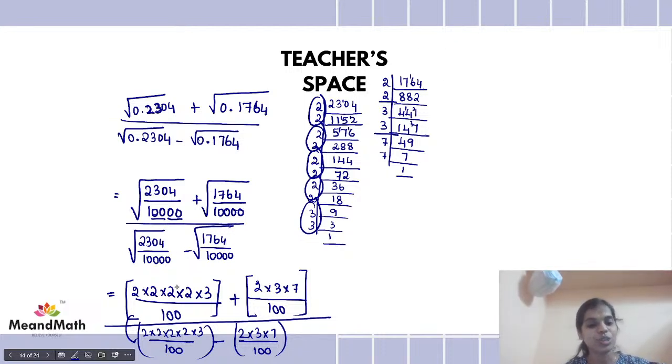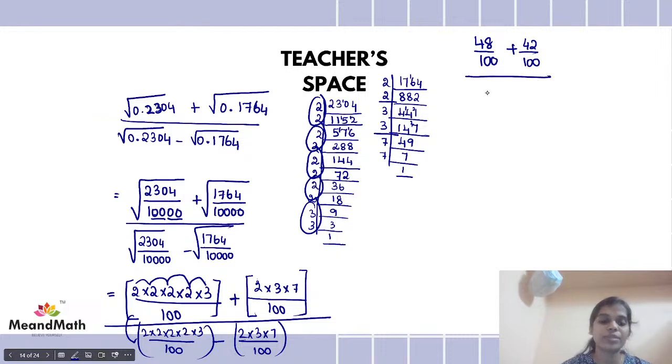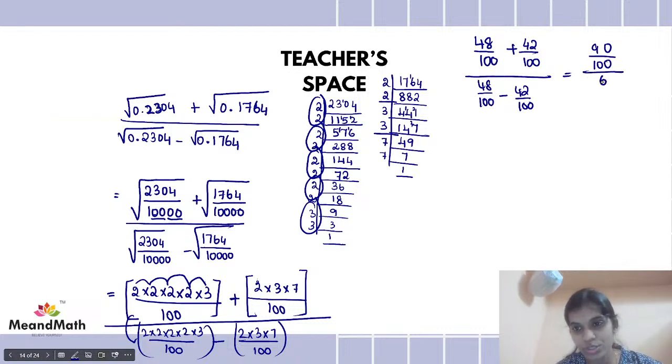Okay. So, 2 2's 4, 2's 8, 2's 16, 16 3's 48. 48 by 100 plus 7 3's 21 into 2, 42. 42 by 100, divided by the same 48 by 100 minus 42 by 100. 8 plus 2, 10. 90 divided by 100, divided by 48 minus 42, that is 6 divided by 100. Both 100s get cancelled. 90 divided by 6, the answer is 15.